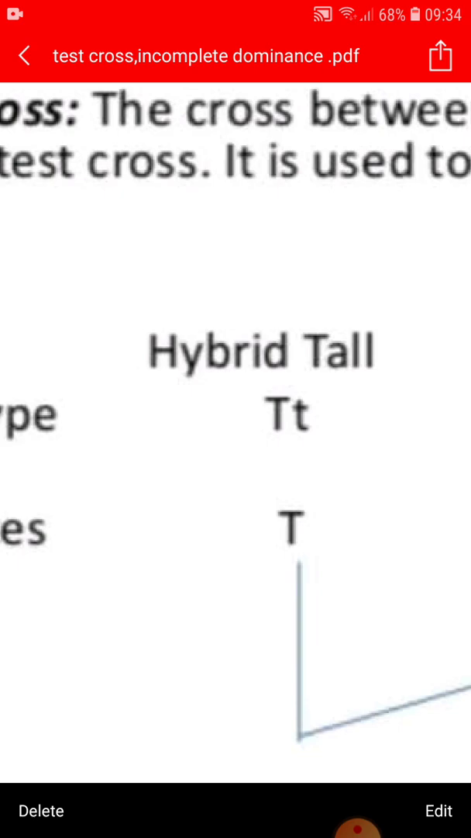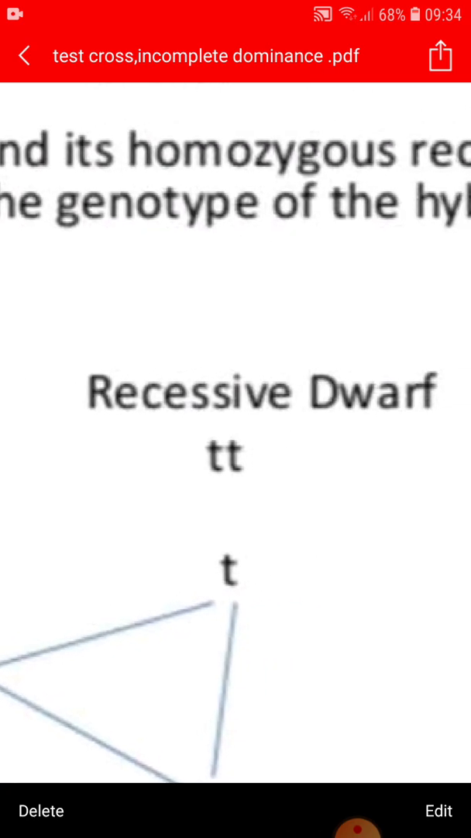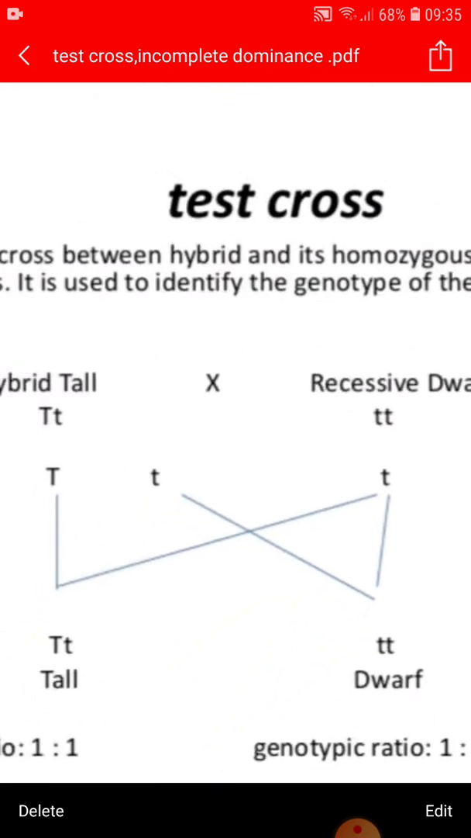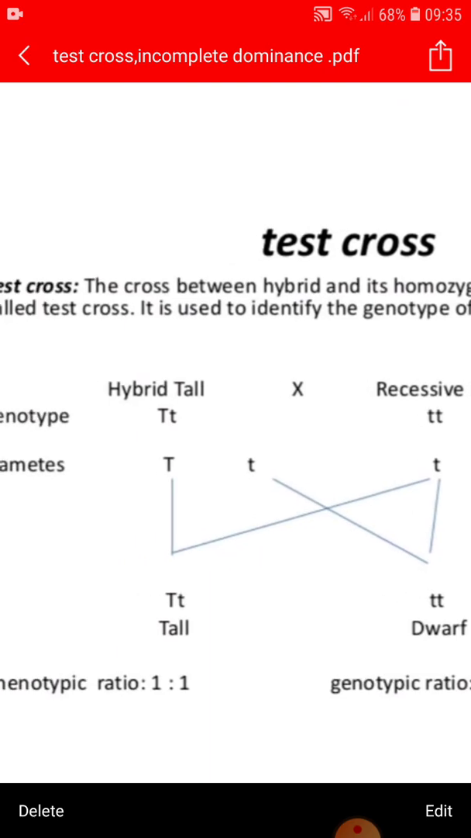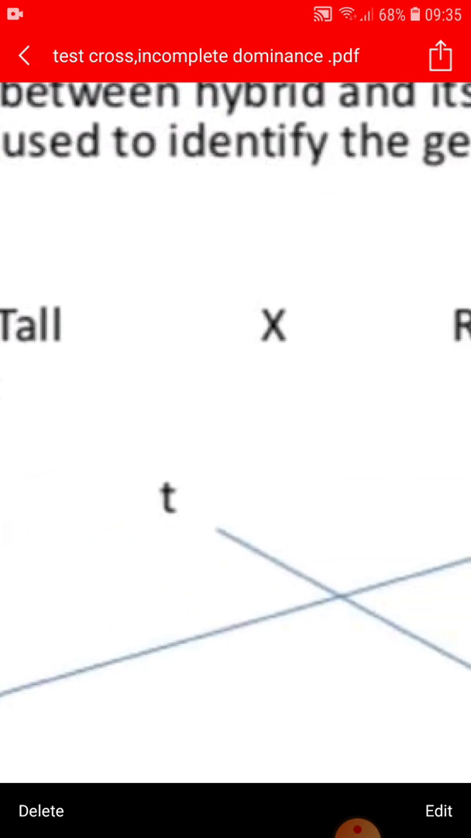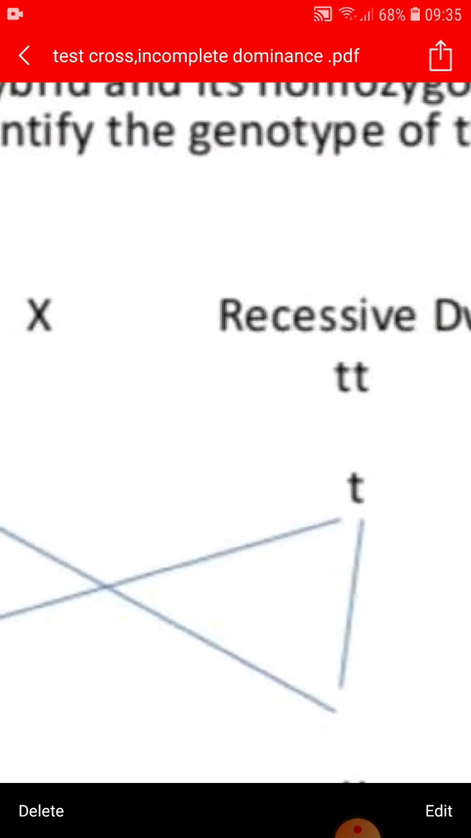क्लियर है? When we cross this hybrid tall with the recessive dwarf, that is homozygous recessive, that is small t and small t, out of these we get two types of gametes in the case of hybrid tall. One is capital T, another one is small t. But here in homozygous recessive, only small t is the gamete.